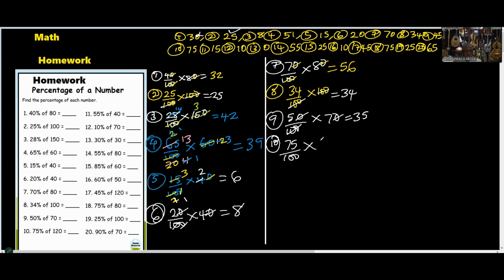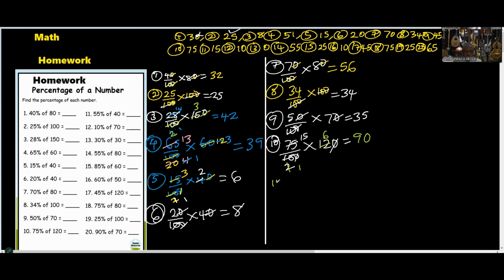Number 10, 75% of 120. Of means times. So 0 cancels 0. Then 5 can divide them. So 5 here, 1; 5 here is 15. Then 2 here, 1; 2 here, 6. So 15 times 6 is what we have, and that's 90.